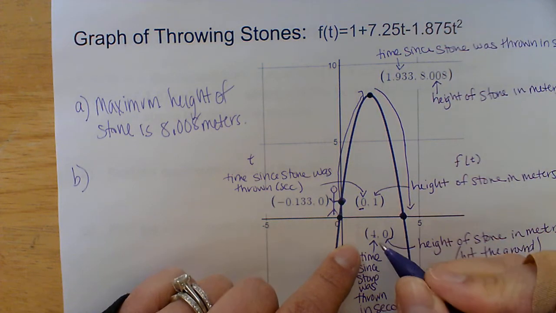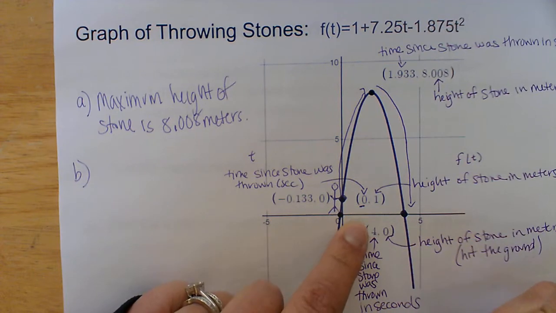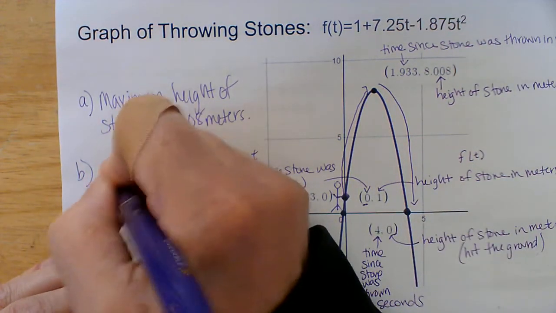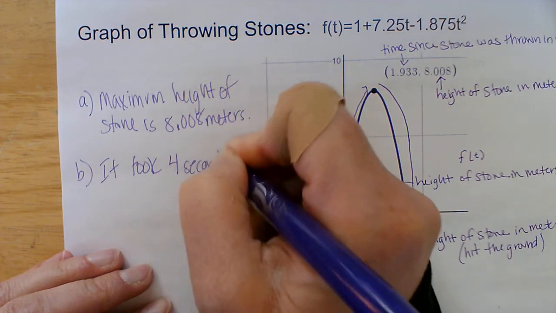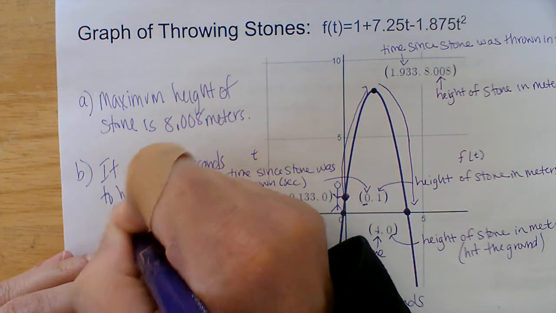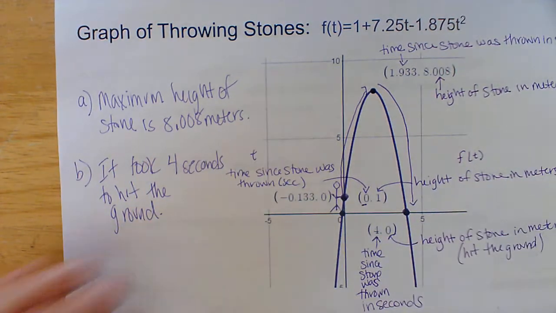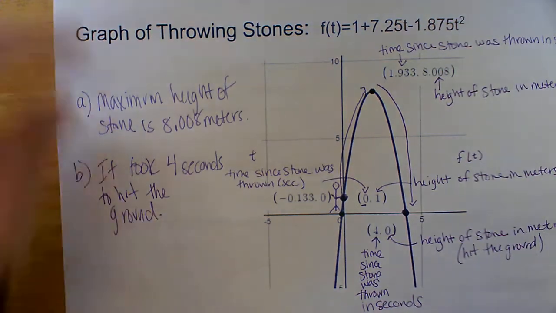Okay. So how long did it take for it to hit the ground? Time since stone was thrown in seconds. Oh, 4 seconds. So it took 4 seconds to hit the ground. And so I'm really hoping that doing this through with you, and not really worrying about how we're getting the numbers, which is just through Desmos, but really labeling what the numbers are and understanding the problem, is helping a lot of you. Okay, let's go to the next one.